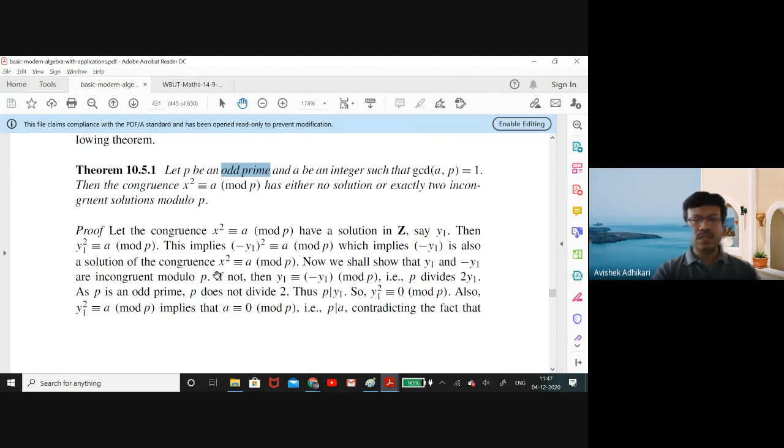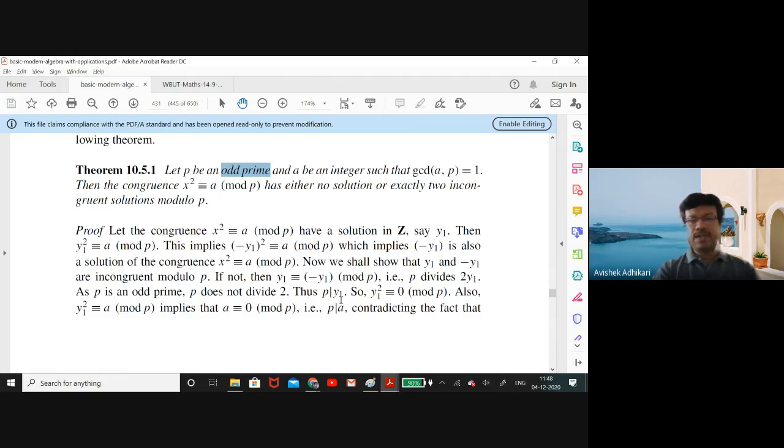So now check why they are incongruent. Suppose, on the contrary, that they are congruent, that is, y1 is congruent to minus y1 modulo p. That means 2y1 ≡ 0 modulo p, so p divides 2y1. Now since p is an odd prime, p cannot divide 2. So p must divide y1.